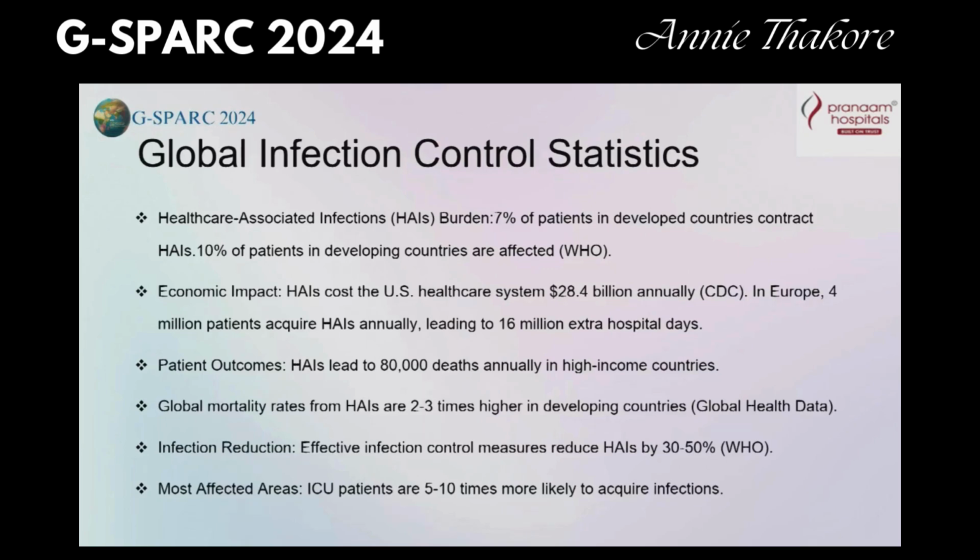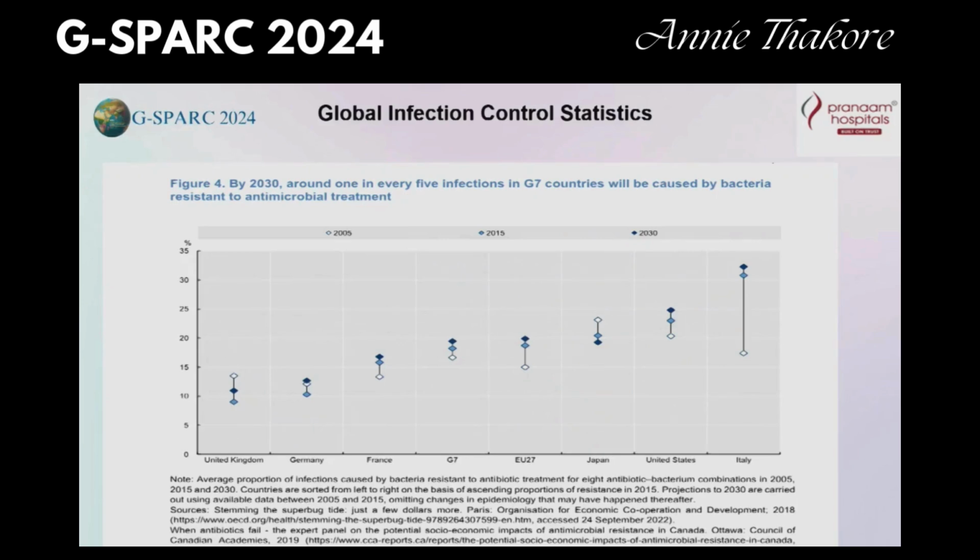Infection reduction: effective infection control measures reduce HAIs by 30 to 50%. I say simple hand washing can be very effective. So going forward, we may see it. And the most affected areas are ICUs. Patients in ICUs are 5 to 10 times more likely to acquire infection. Next slide, please. So this is a simple graph.